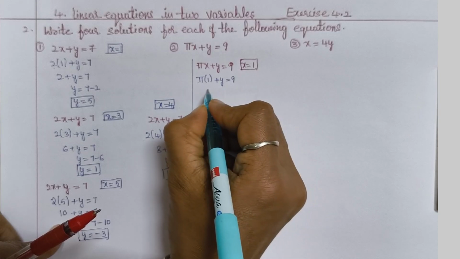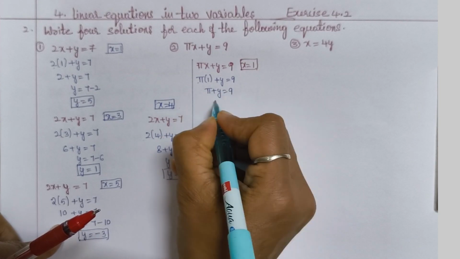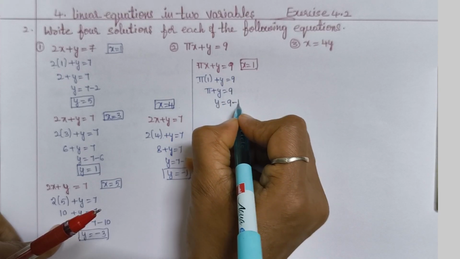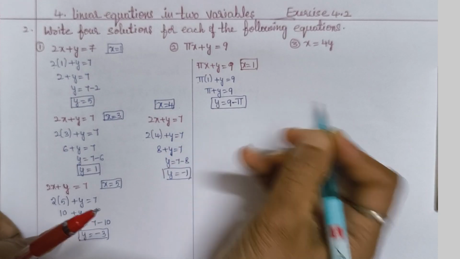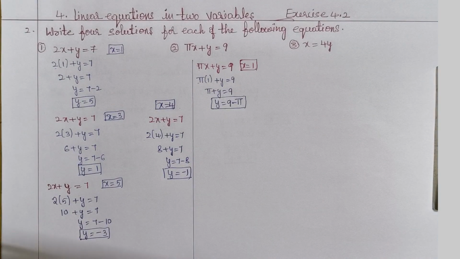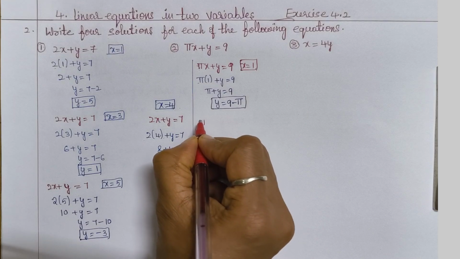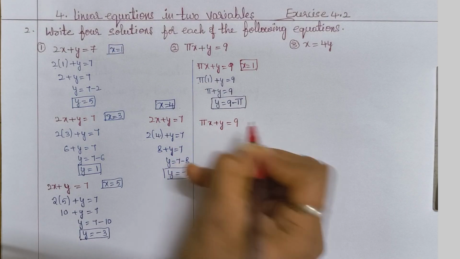Pi into 1 is pi only. Pi plus y is equal to 9. Y is equal to 9 minus pi. We can't simplify this. This is the only answer. Okay. Again we will do the first one over. Like this we will do 4. Okay, second one: pi x plus y is equal to 9.